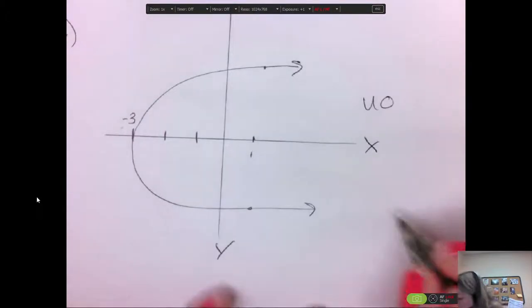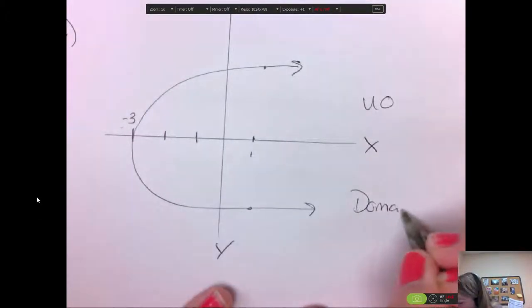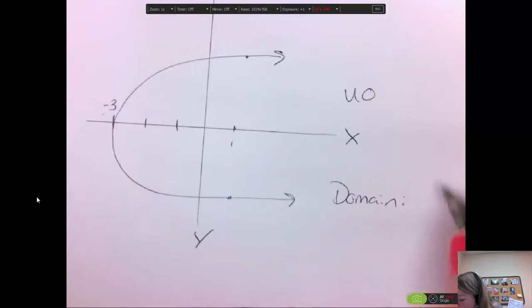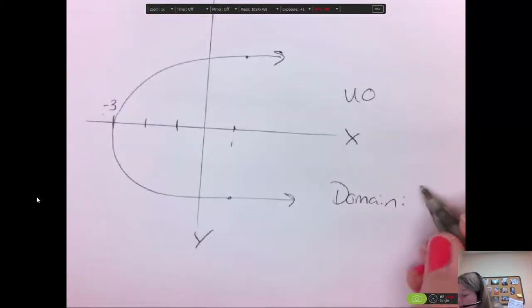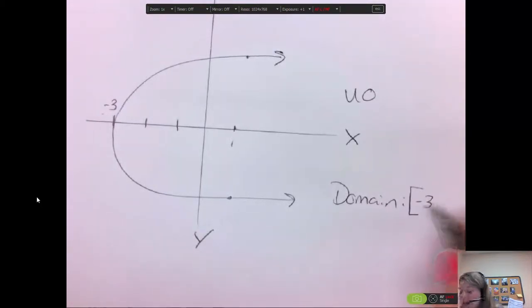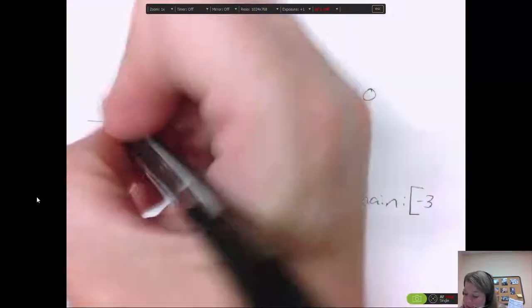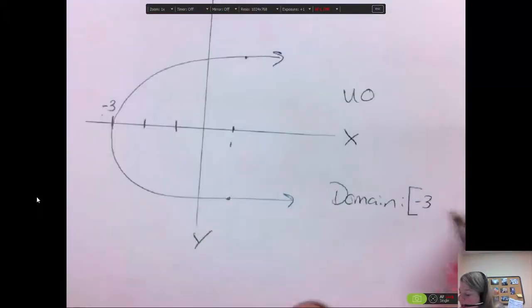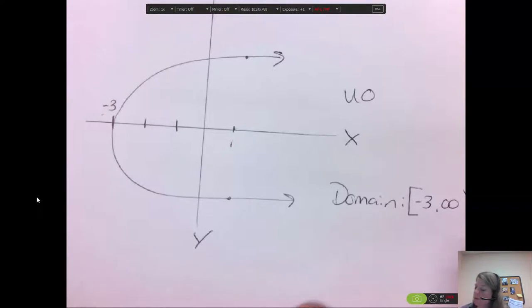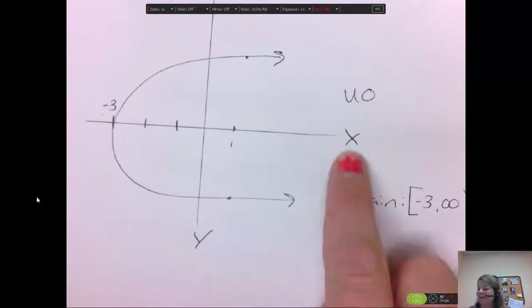So the domain is going to be restricted on this one, and it's going to start at the lowest number you could be, which is -3, and you could be at that because the graph's at that point, and you could go to infinity. So this one was restricted from -3 and then on for my x values.